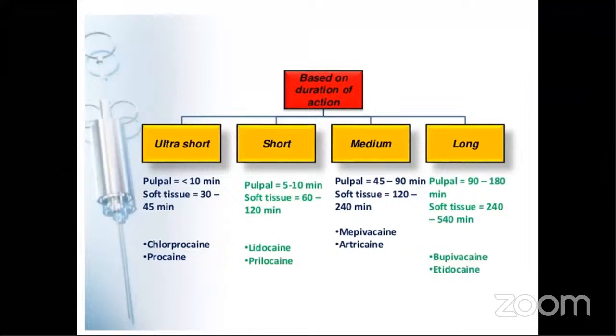Based on duration of action, meaning how much time they take to give the action, classification is given with examples. Ultra short acting means they give action within a very short period of time: procaine and chloroprocaine. Short duration of action: lidocaine and prilocaine. Medium or intermediate type: mepivacaine and articaine. For long duration of action, you have bupivacaine and etidocaine.